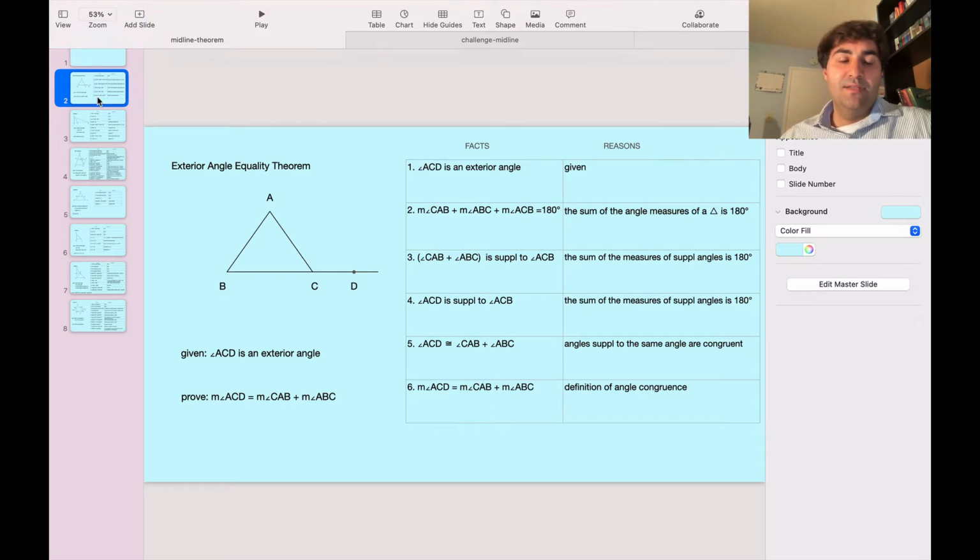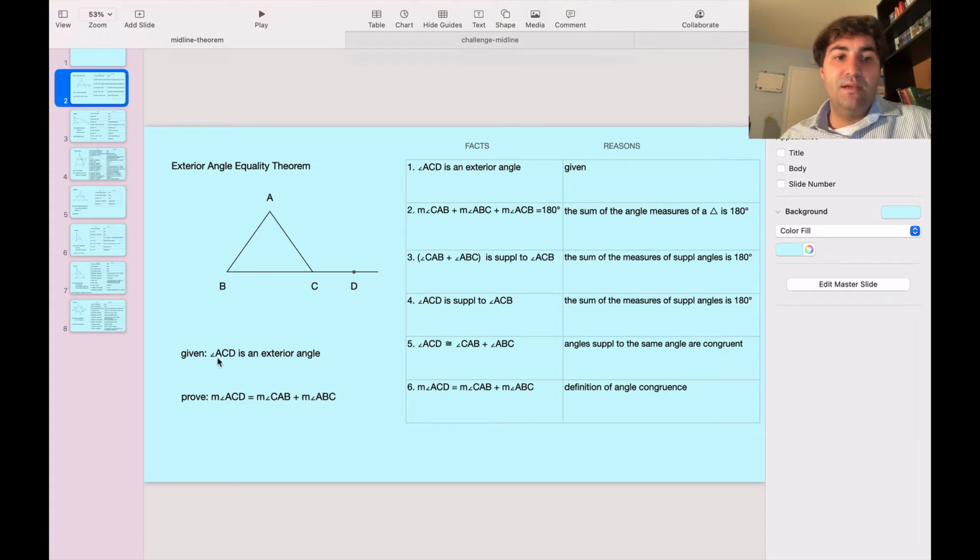This is not to be confused with the exterior angle inequality theorem, which states that if you have an exterior angle to a triangle, then the measure of that exterior angle is going to be greater than the measure of either of the remote interior angles. This is not the same thing, this is something different.